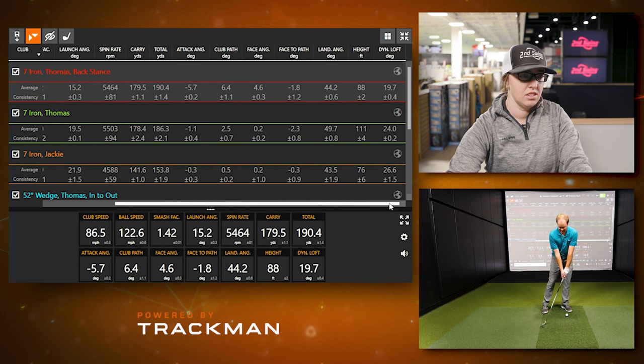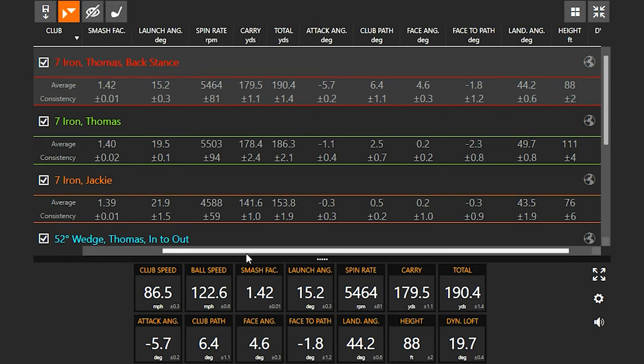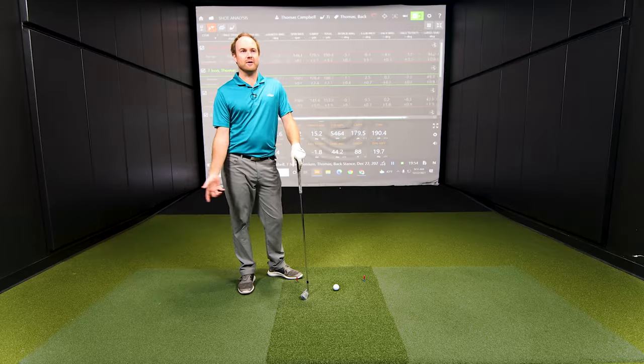Naturally, I'm going to present less loft at impact. For some people, that's a good thing, but at 19, that's too low for that dynamic loft. And then club path. You notice my club path went even further into out. I went from 2.5 to 6.4. Once again, because my ball position was a little too far back. But you get the general idea.